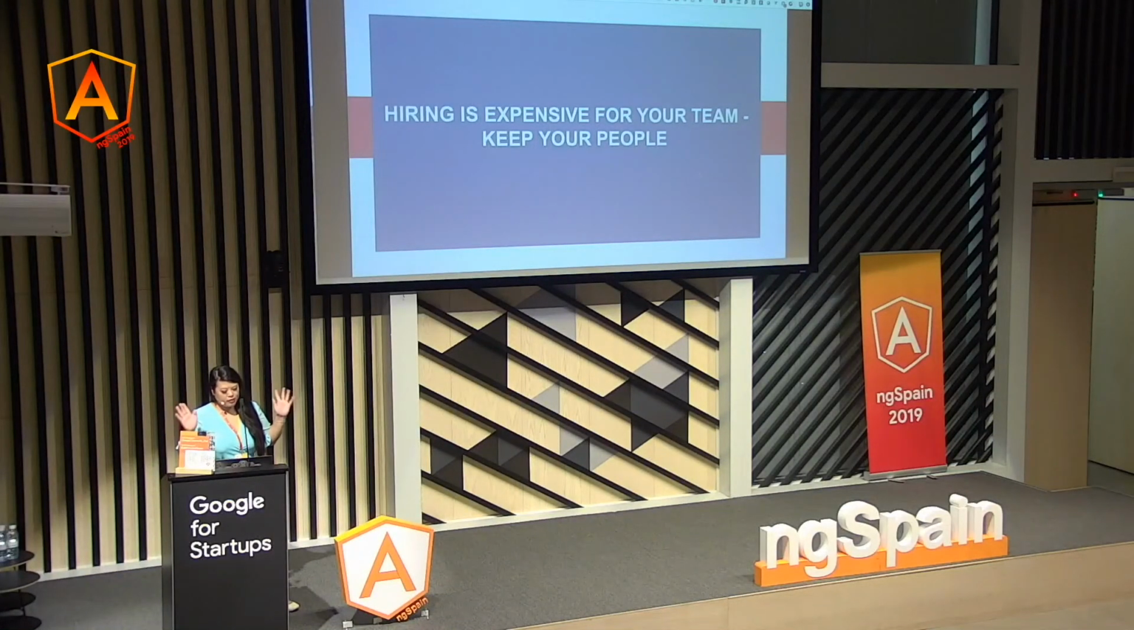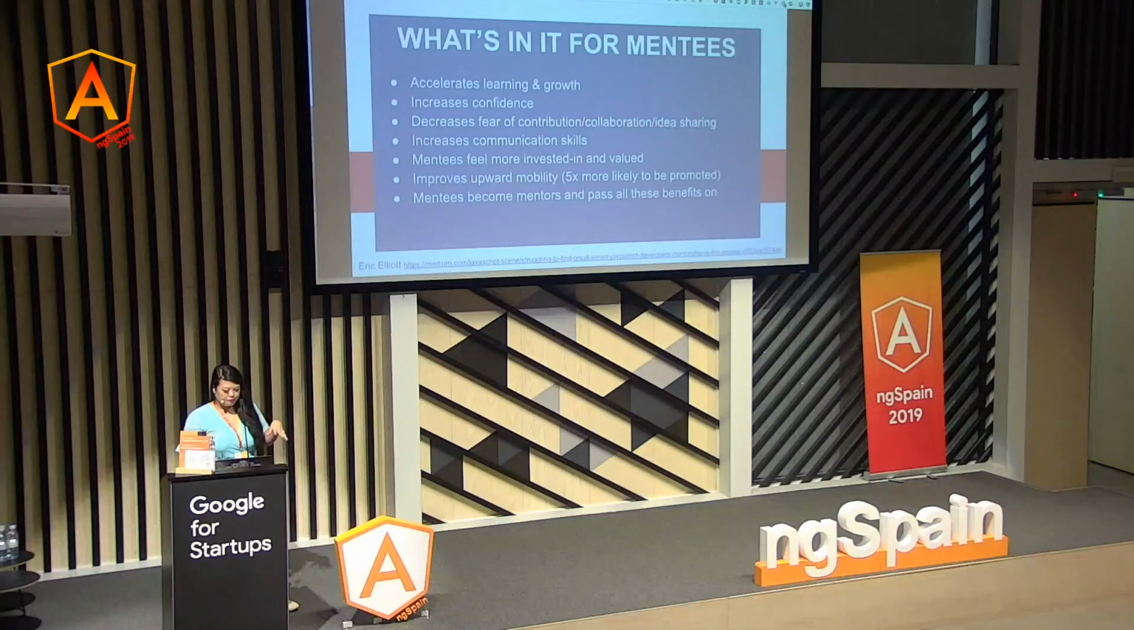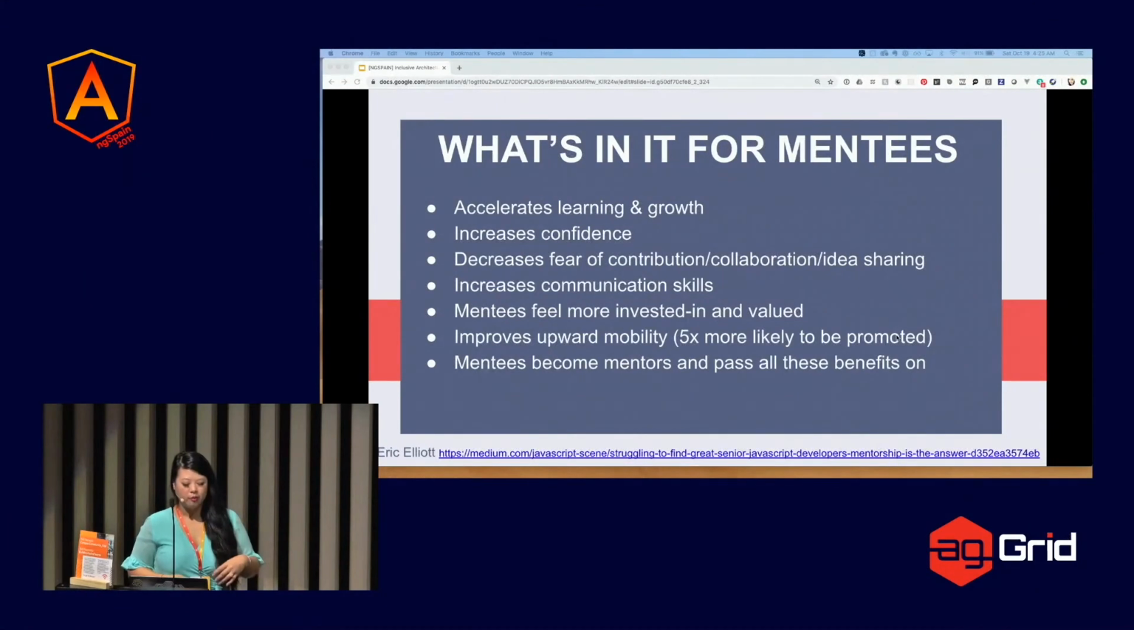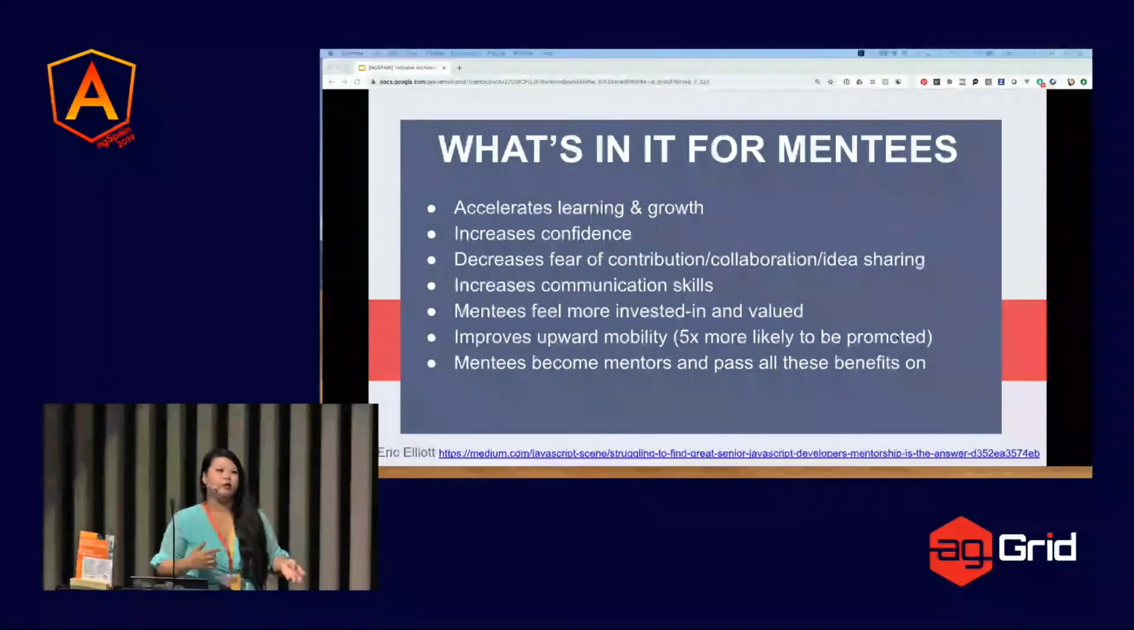So why is this important? Obviously, hiring is very expensive, right? You want to make sure you keep your people. In addition to that, the value from the mentee and the mentor perspective is so valuable. So with mentees, it accelerates their learning and growth, increases their confidence, it decreases their fear of contribution or collaboration and idea sharing. I remember when I first joined the RxJS core team, I was afraid to speak up in the meetings. But what I would do is, after the meetings, I would say, hey, Ben, I wanted to say this thing, but I didn't know if I could or I should. And because he said yes a few times, now in the core team meetings, I don't even care. I will just say things. If I sound dumb, who cares? But that's the great part, right?